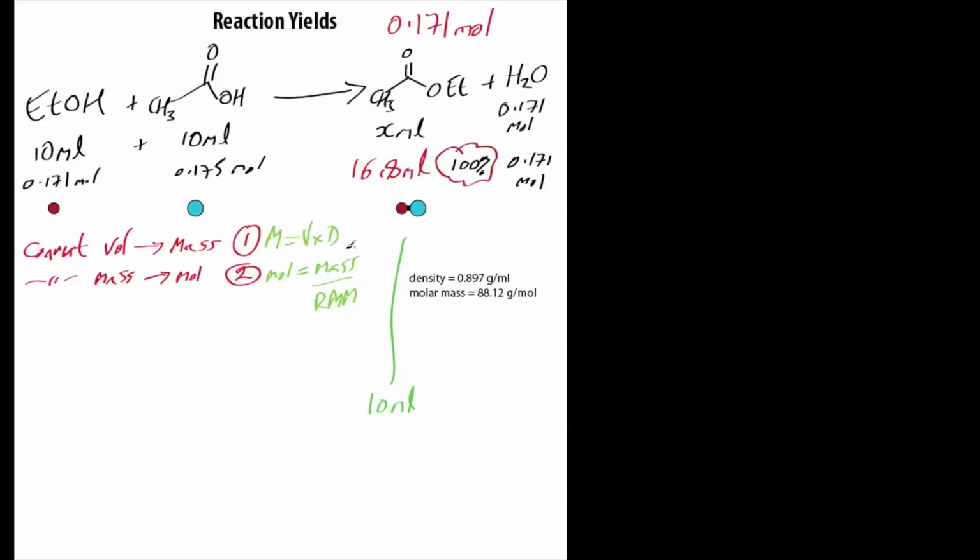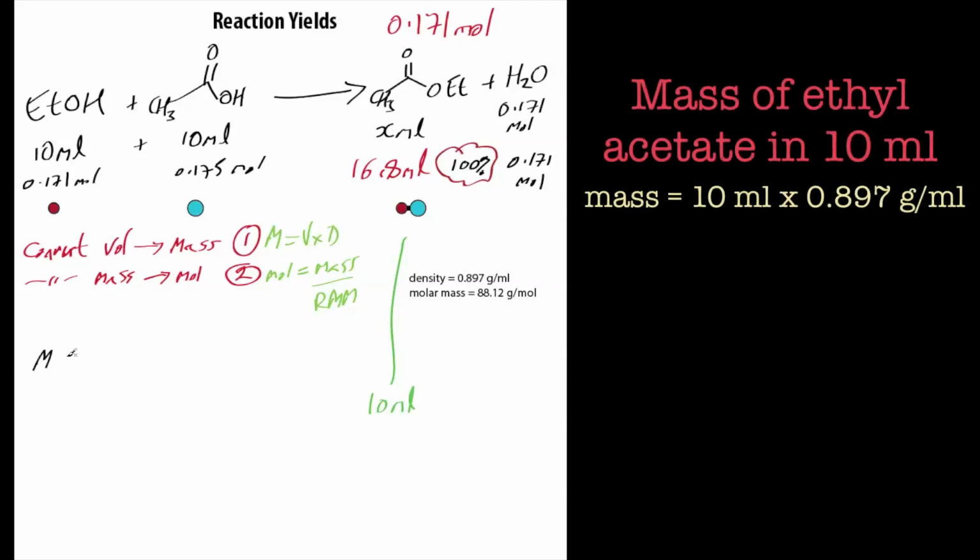So the first thing to do is work out the mass in 10 mils. The mass equals V times D, so mass is the one we want, and that equals V, which is 10 centimeters cubed, so 10 mils, times the density, and the density is 0.897 grams per mil. We'll have a look at the units. We've got mils on top, mils on the bottom, so they cancel out, and we're left with grams, and that's good because that's what we want for the mass.